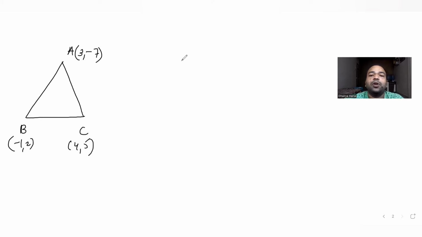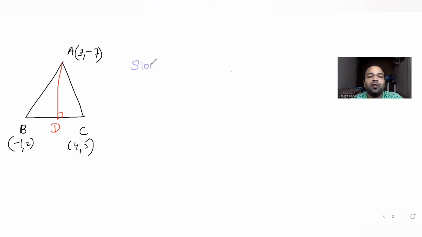We know that the orthocenter is nothing but the intersection point of the altitudes of the triangle. So if I first find the equation of the altitude drawn through A, the altitude is perpendicular to BC here. Let's say this point is D, where it touches BC. For the equation of this altitude, we first need its slope. Since it is perpendicular to BC, I first have to find the slope of BC.